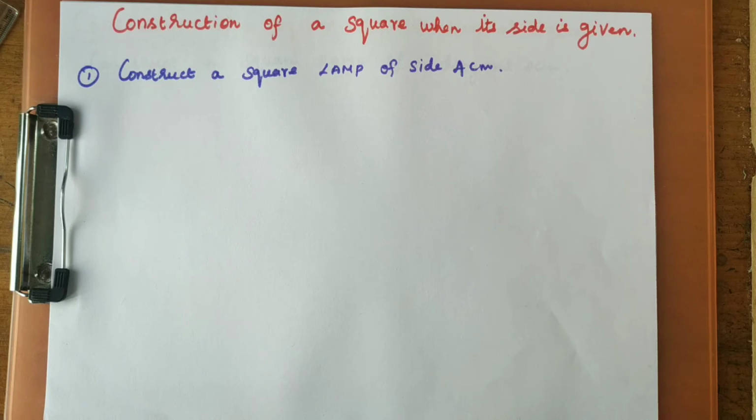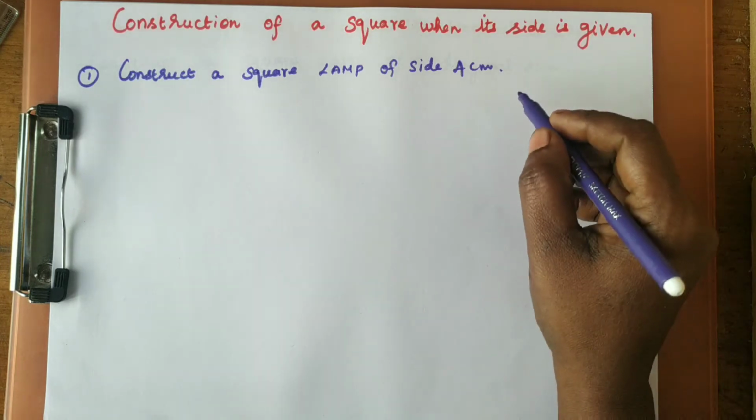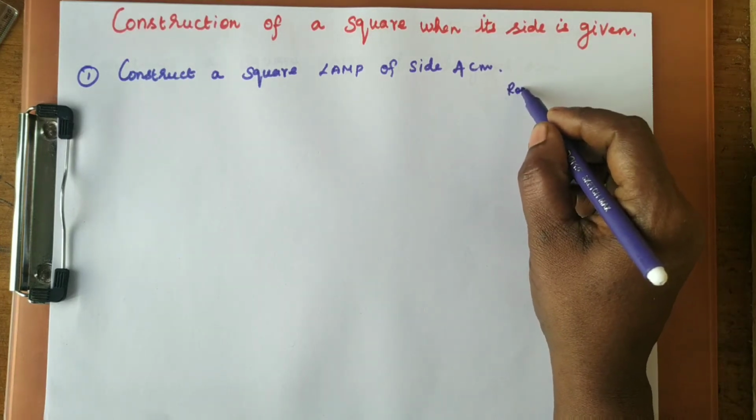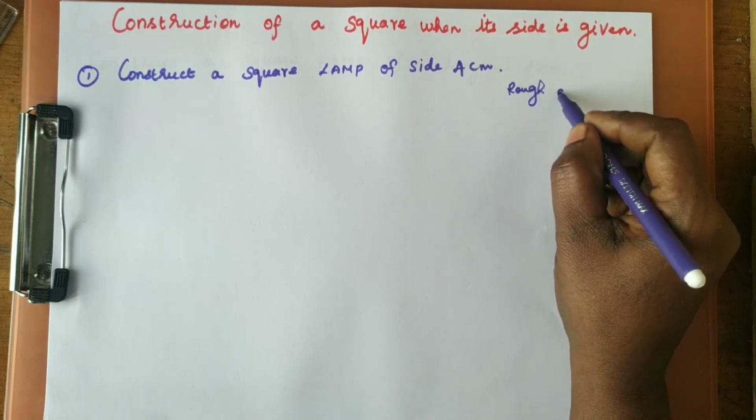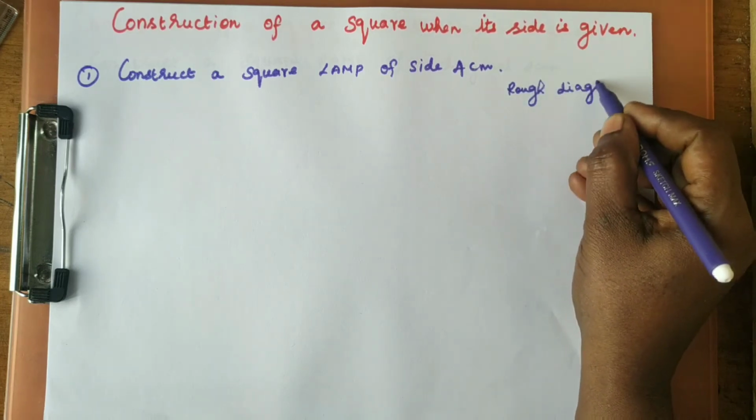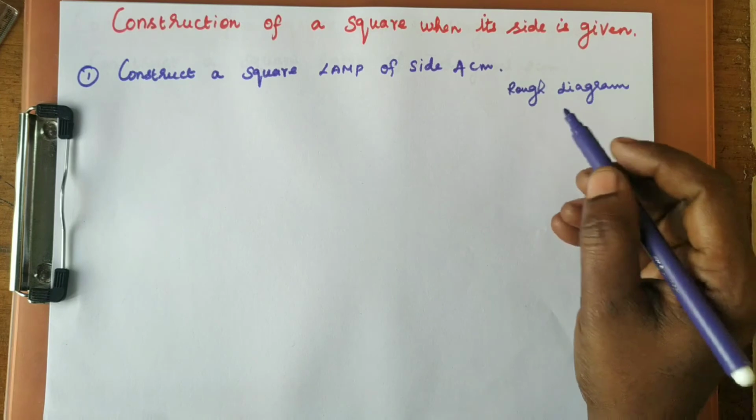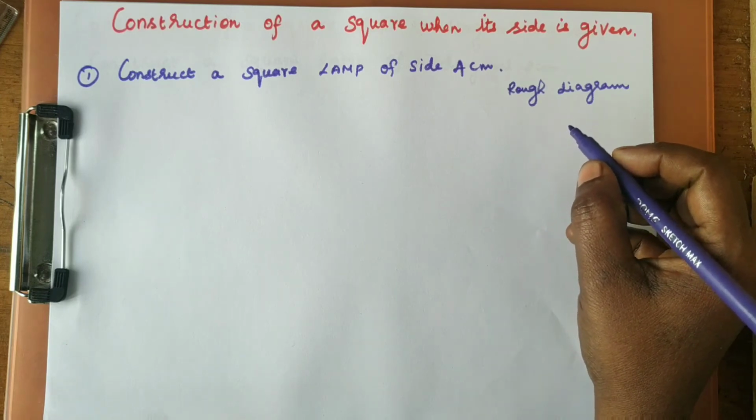First step we have to do is draw a rough diagram. It is very important, then only you will get a clear idea. So first step, draw the rough diagram for the given measurements.